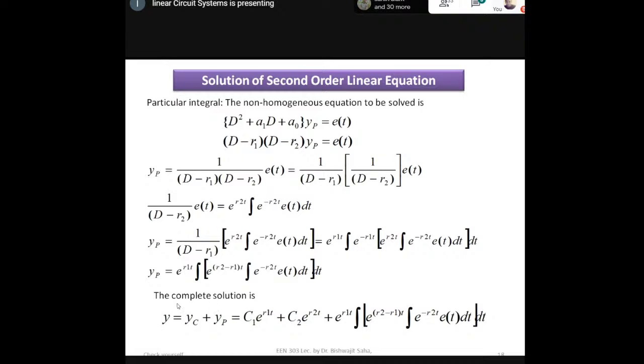The total complementary function for second order equation is y equals yc plus yp, and yc, as we have got from the last slide, is c1 e to the power r1t plus c2 e to the power r2t, plus e to the power r1t, integration of e to the power (r2 minus r1)t, e to the power minus r2t u of t dt. This is the final general solution of the second order equation. So whatever equation you have, convert it into this form, and the result will be in this format. All right. Any more questions?